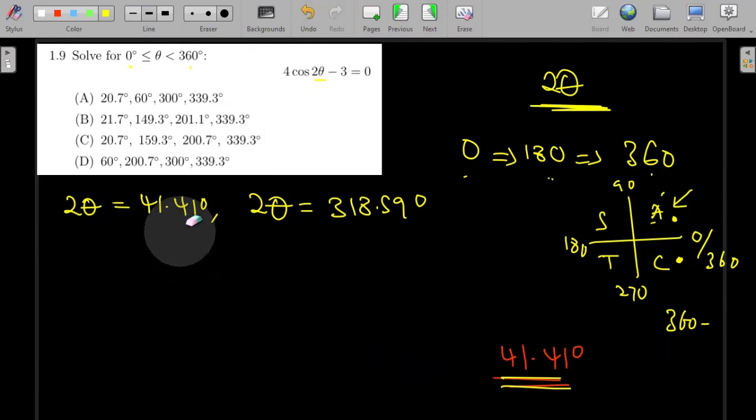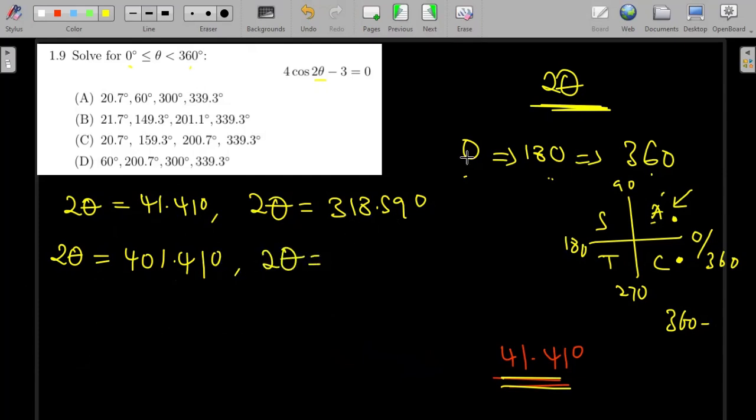Remember we said the answers should be 4. I'm going to add 360 to this, and 360 to that. So the other 2 theta will be 41.41 plus 360, that will be 401.41 degrees. Then the other one is 2 theta equals 318.59 plus 360. So that gives me 678.59.